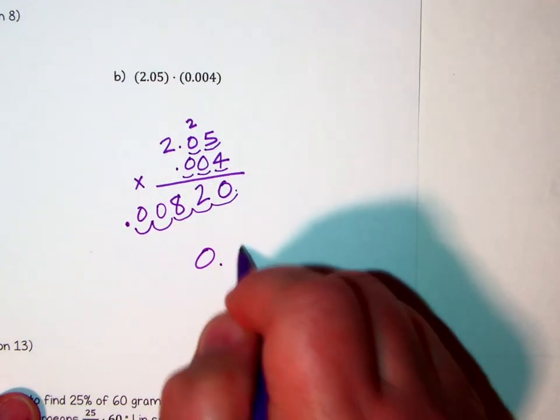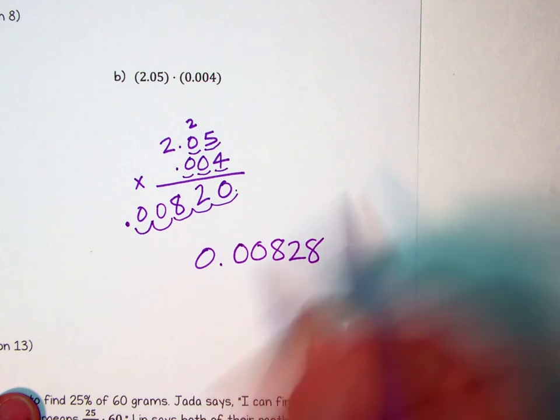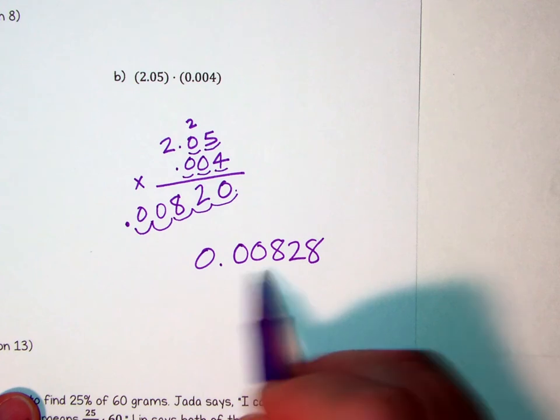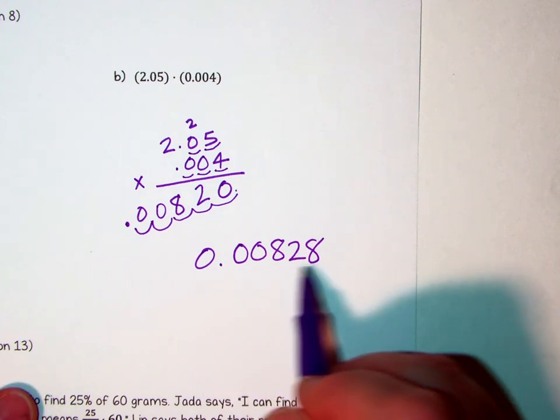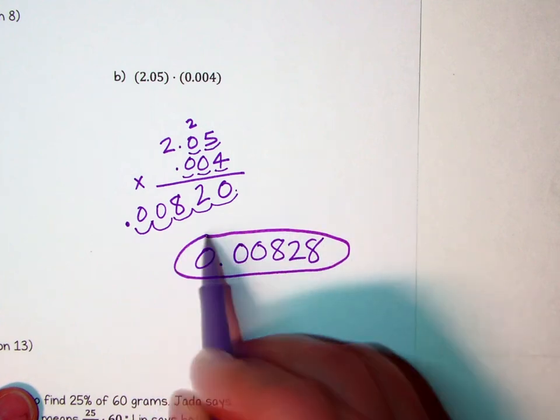So 0.00820. Let's see, tenths, hundredths, thousandths, ten-thousandths, hundred-thousandths. So this, if I were to read it properly, would be 820 hundred-thousandths. Okay. All right, last one.